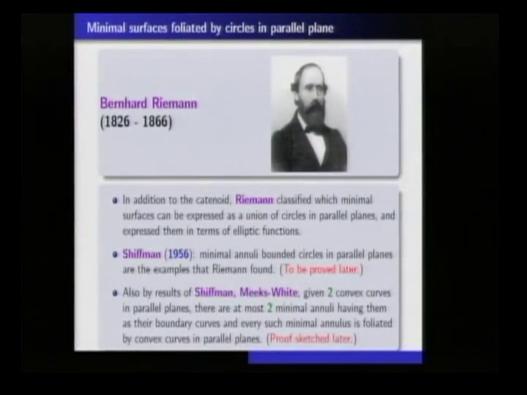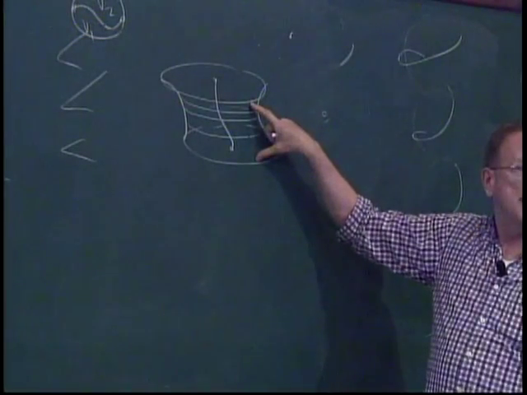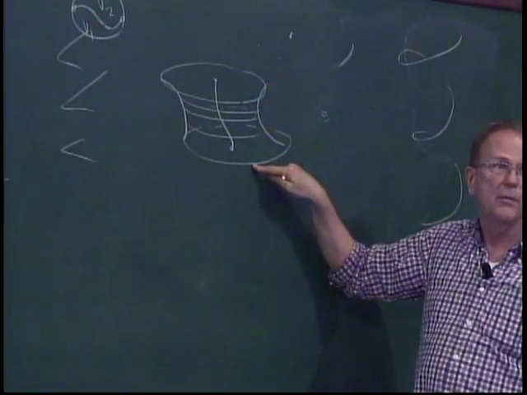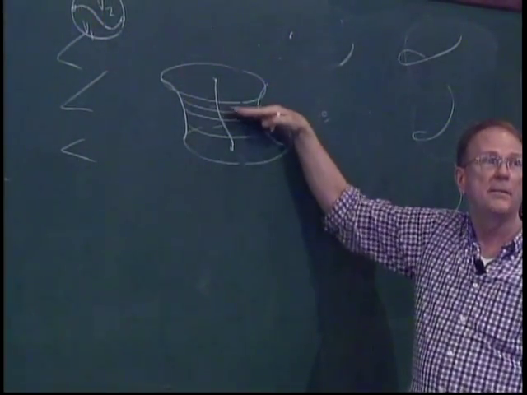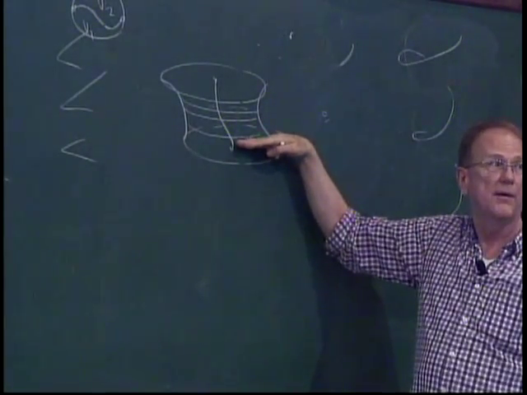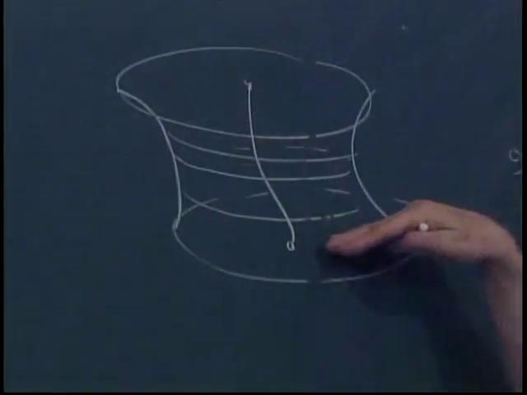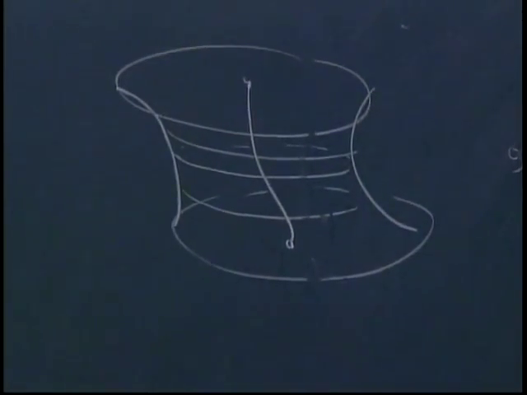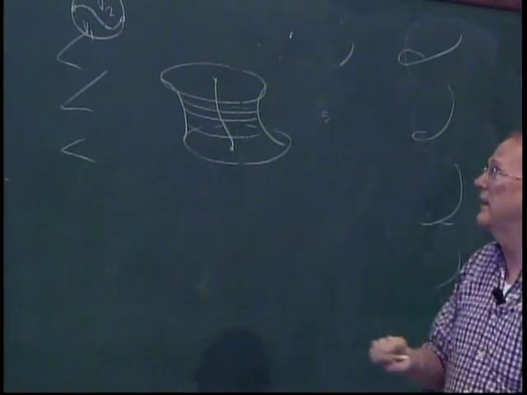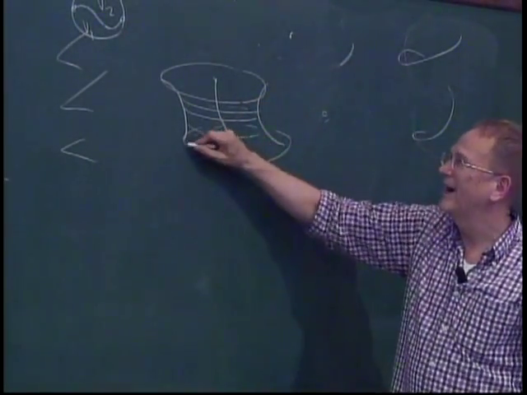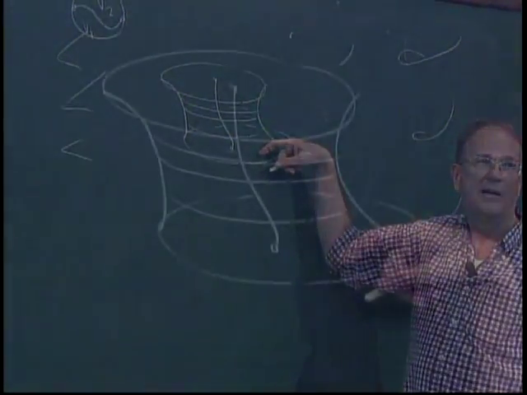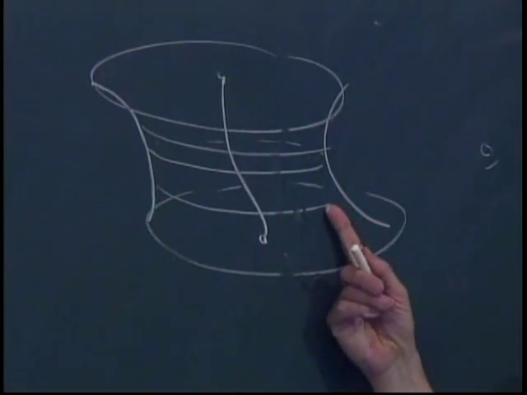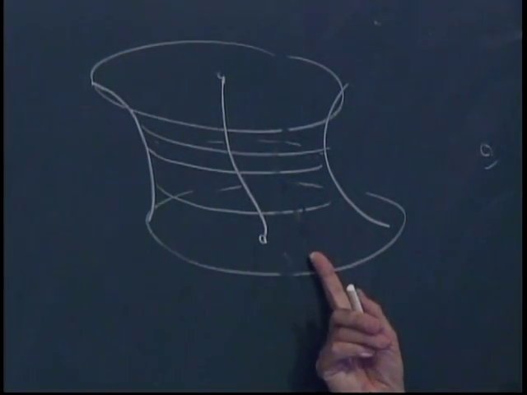And then Schiffman came along later and said, well, if I have a minimal annulus bounded by two circles in parallel planes, it is foliated by round circles in parallel planes. Therefore, by Riemann, they're parts of Riemann's surfaces. So we're getting closer to understanding what happens here. How many soap films are there? What do they look like? Well, if they're annuli, they're Riemann examples.